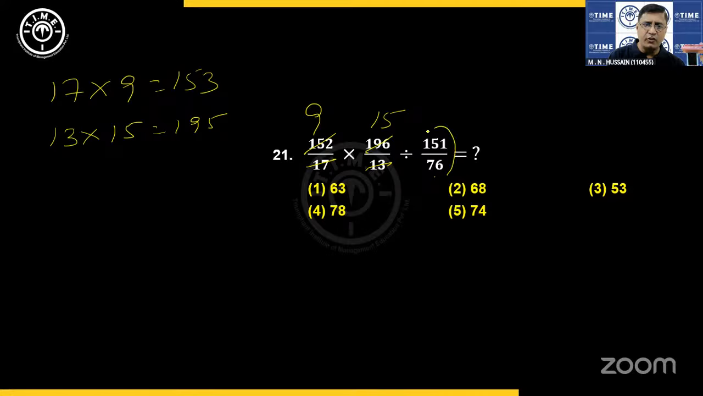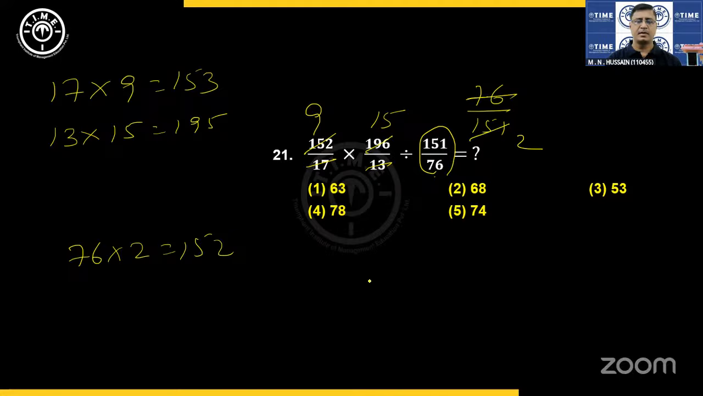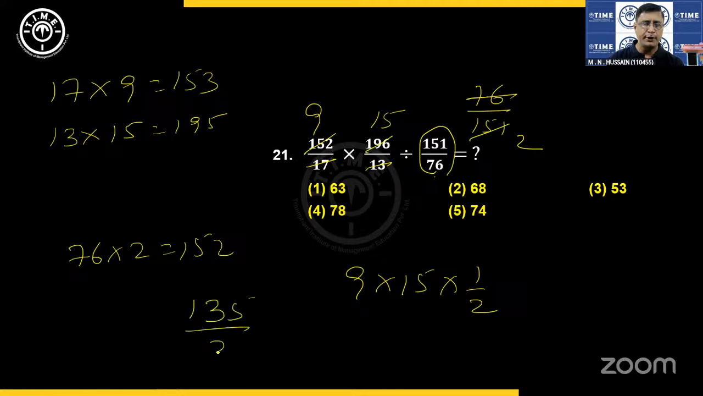Into means here it will become 76 by 151. 76 into 2 is equal to 152. Means here it becomes half. 9 into 15 into 1 by 2. 9 into 15, that is 135 by 2. What is the cancellation? 6 times, 7 times, 0.5.